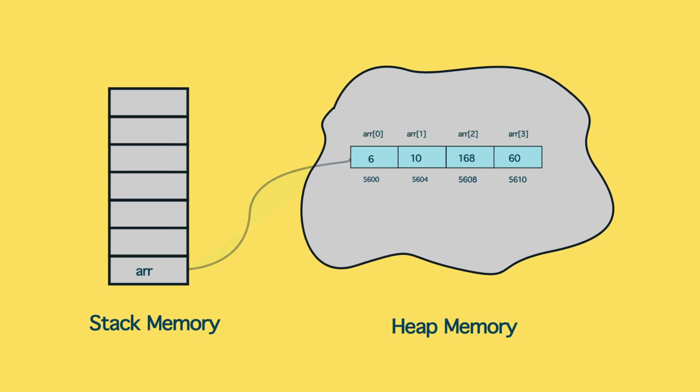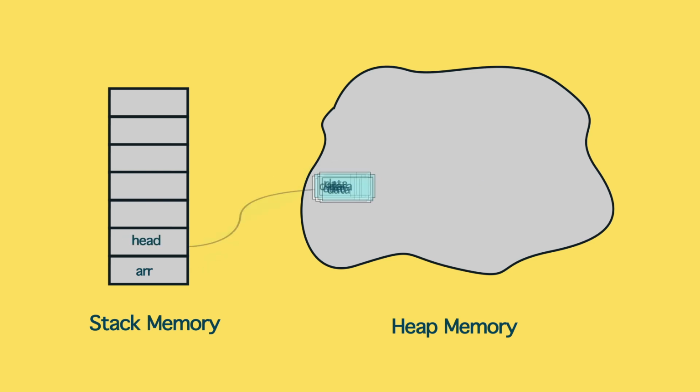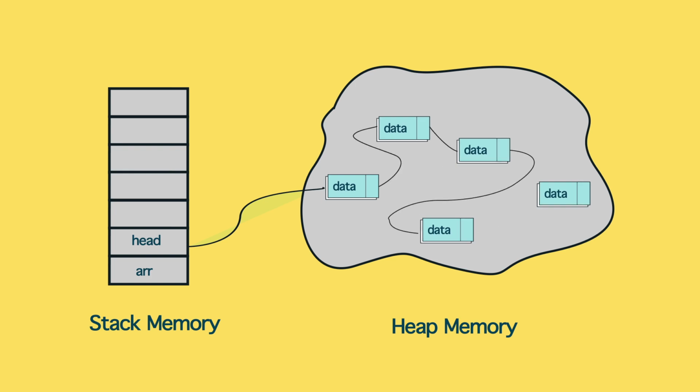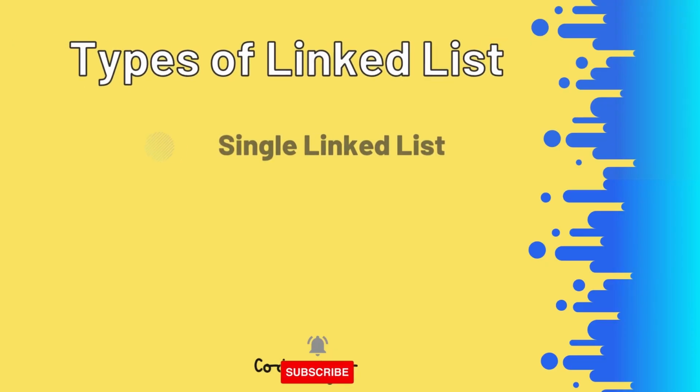Now you see that unlike arrays, the memory for node can be allocated anywhere in the heap. The next pointer of a node basically points to that memory location. That is what makes a chain or linked list. And the last node of a list always points to a null. So now you know that the main difference between arrays and linked lists is the way memory is allocated.